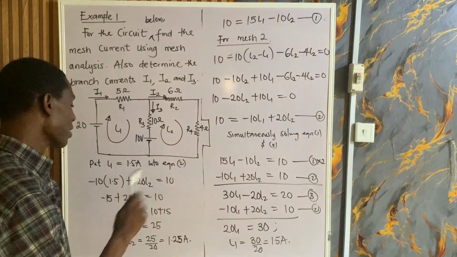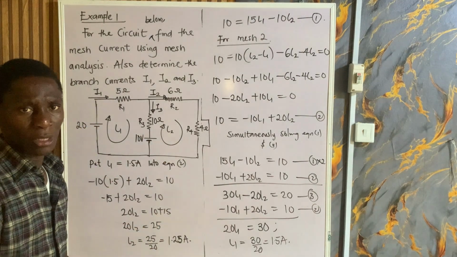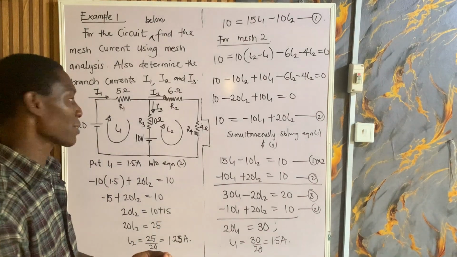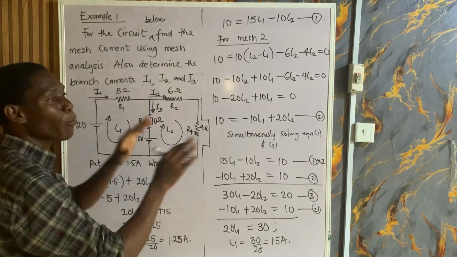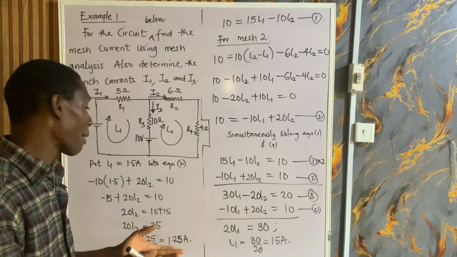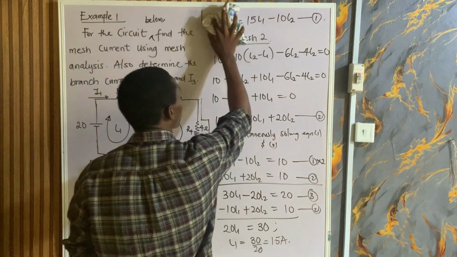Now, we need to get our branch current. It's after solving the mesh question using the mesh current that you can go and get your branch current. The branch currents, capital letter I1, I2, and I3, have no business in solving the mesh question. It's when we are done solving by mesh analysis that we can go back to get our branch current. Now, let me solve the branch current.